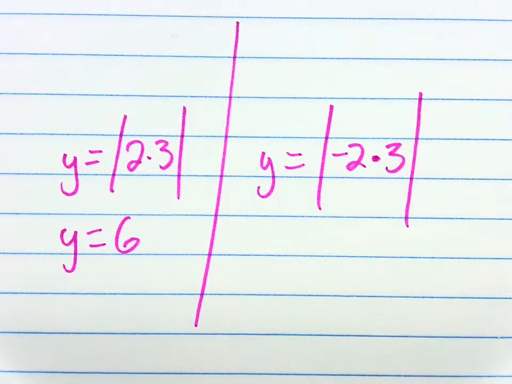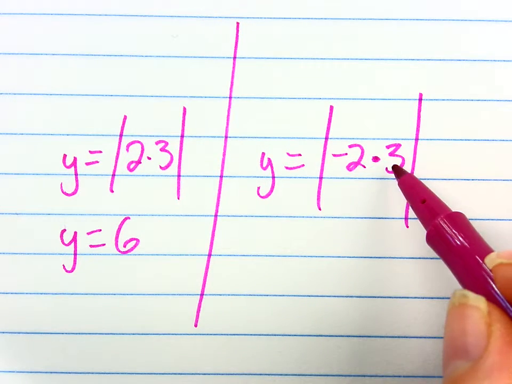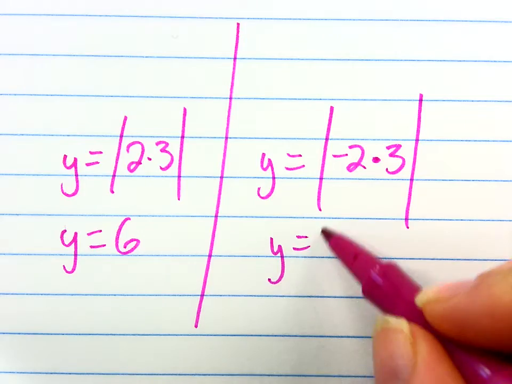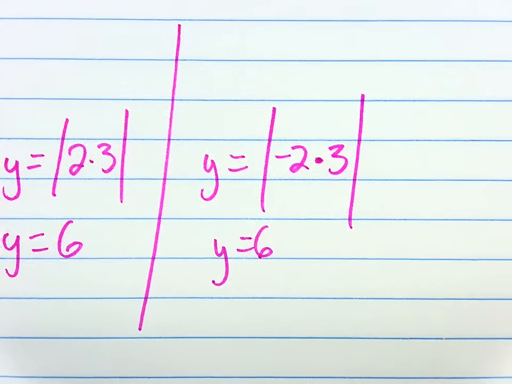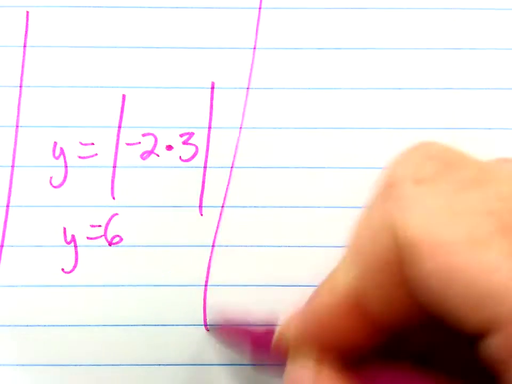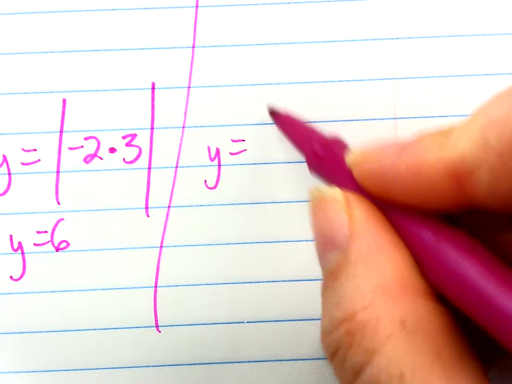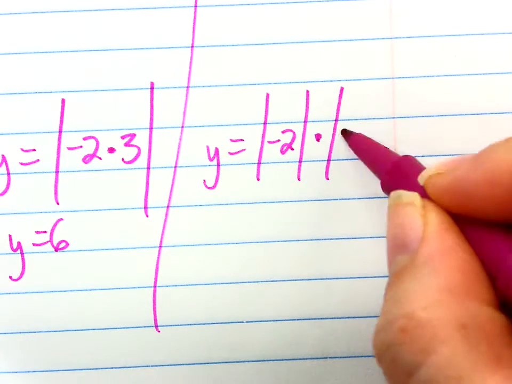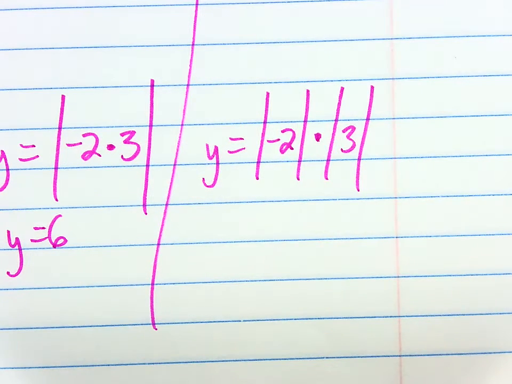And I asked you to evaluate that. It's still 6, right? Negative 2 times 3 is negative 6, but then we'll take the absolute value. I still get 6. So my claim is, as long as there's multiplication in there, I can split it up and do it separately. I can take the absolute value of negative 2 and multiply that by the absolute value of 3. And I'm not changing anything.